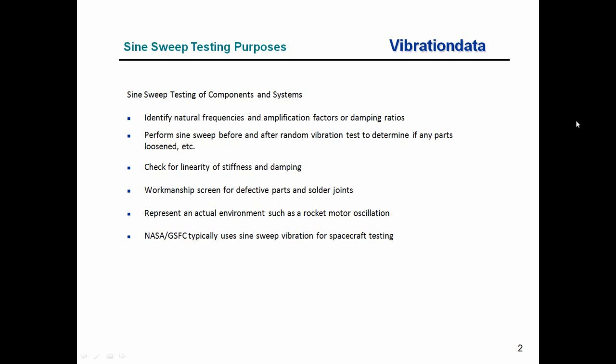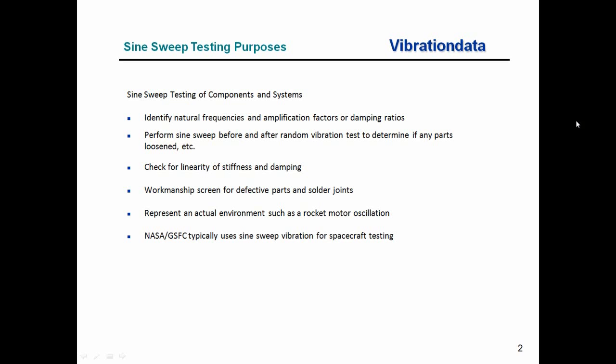And of course, we can also use sine sweep for linearity tests where we, for example, might start off with some low-level base input, maybe a half of a g acceleration. Then we could step up in 6 dB steps and do test at 1g and then at 2g and 4g and so on. And there's different things that can happen if the natural frequencies, the response frequencies of our structure are changing. That could mean that the stiffness is changing. And also it's very common for damping to be nonlinear.